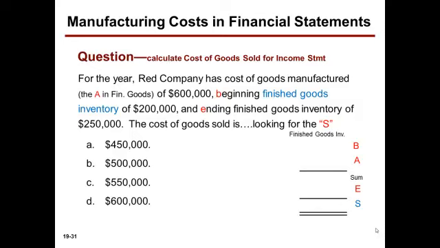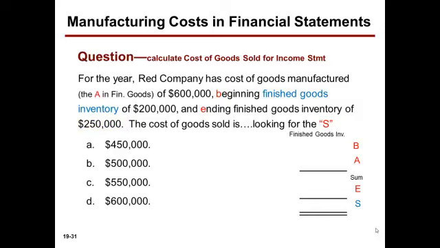So calculating cost of goods sold, our review question is for the Red Company. They have the following elements. Cost of goods manufactured of $600,000. This is the A, the addition to finished goods. Their beginning finished goods inventory was $200,000, and their ending finished goods inventory was $250,000. What is the cost of goods sold? We're looking for the S in the finished goods inventory account.